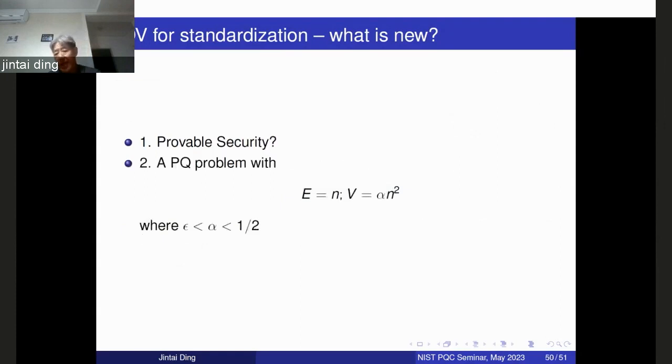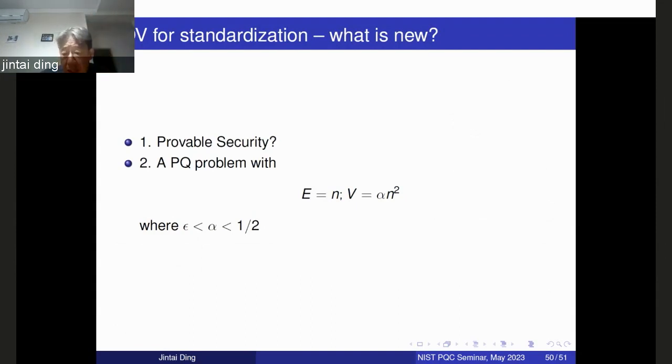Then again, I come back to the proof of security. People still ask me many times whether we can do something provably secure. I think we have a chance. We have some new ideas, and hopefully we can find enough time to submit to NIST.